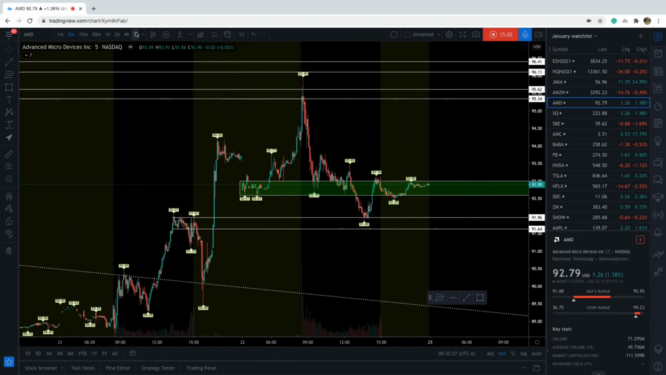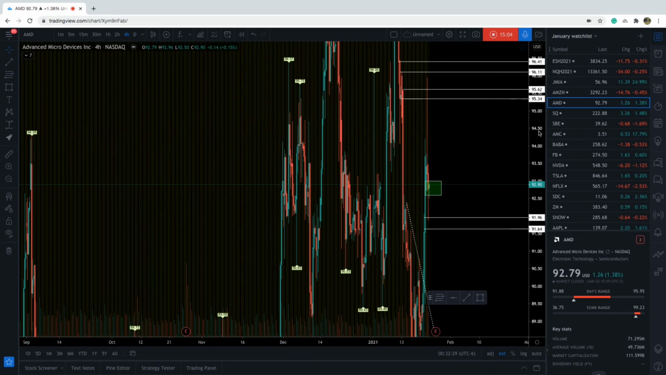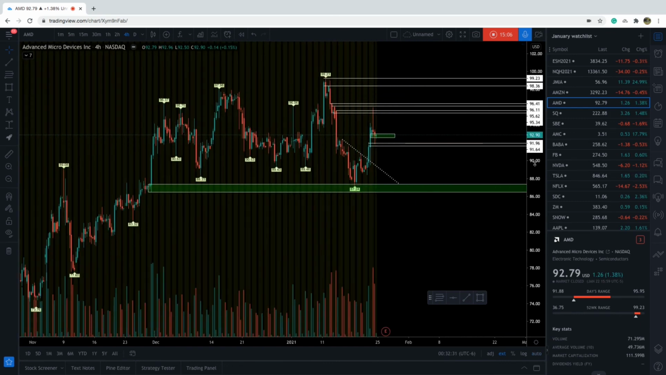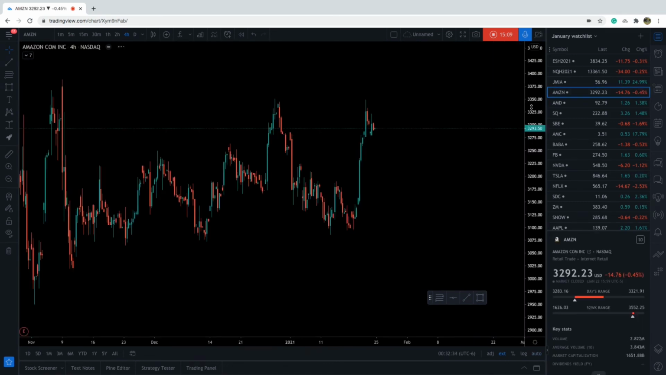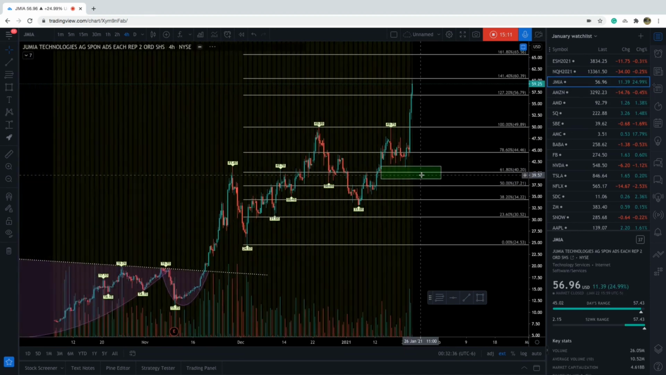But all in all, that recaps all the trade setups that I wanted to go over. I hope you're able to take some value out of this and apply it to some trades that you're looking to take in the future.